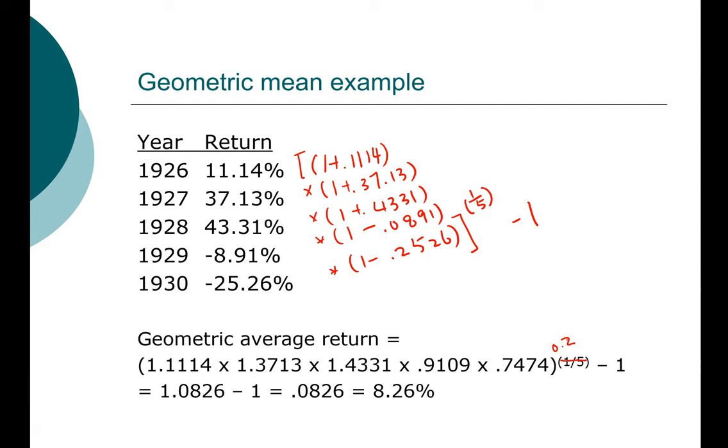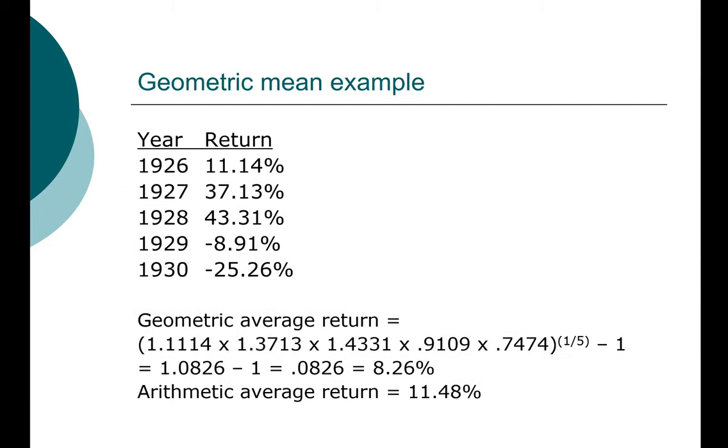Now, how does that compare to the arithmetic average? As you can see, the geometric average return is much smaller than the arithmetic average return. This is obviously an extreme example because the variation in the returns is extremely great. In fact, the geometric average return is almost always less than or equal to the arithmetic average. The only time that they are equal is when there's no variation. So if the return is the same each year, then the geometric average and the arithmetic average will be the same. But if there is variation in the return, then the geometric average will always be less than the arithmetic average. And the greater the variation, the greater the difference between the two.